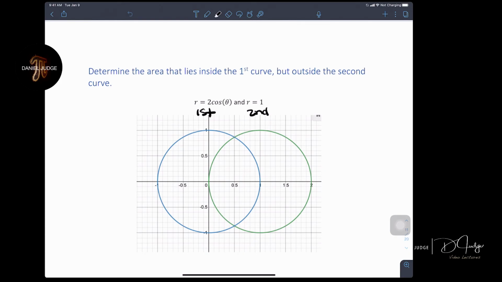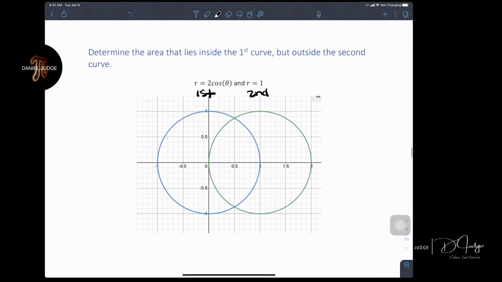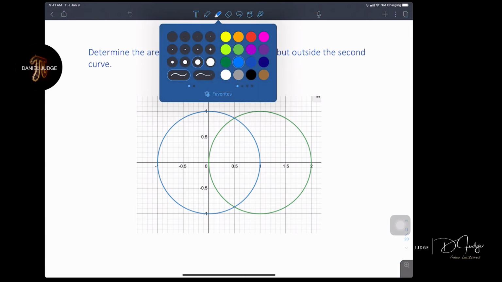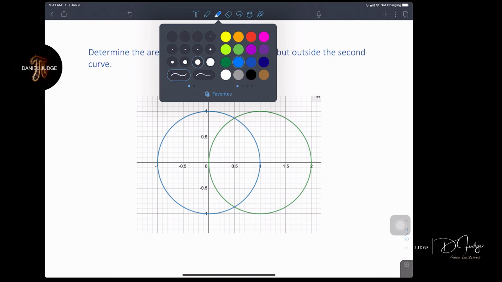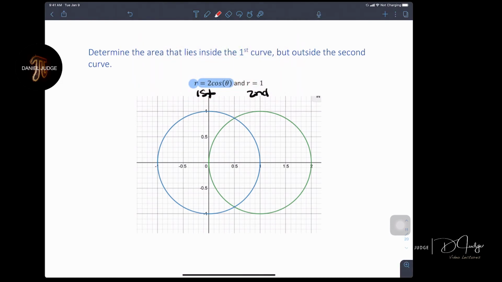Okay, we're going to determine the area that lies inside the first curve, but outside the second curve. Now, what they mean, the curves as you read left to right. So my first curve is r equals 2 cosine theta, while the second curve is r is 1. Now, they're both circles.